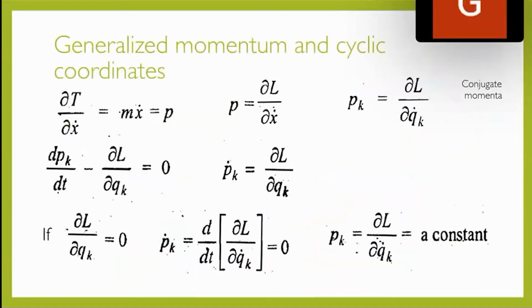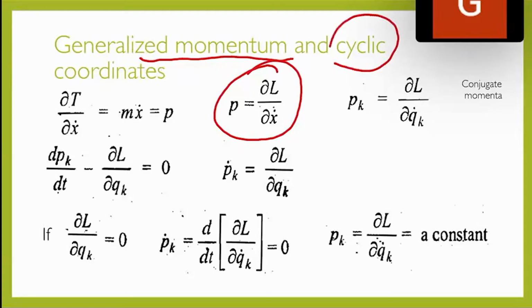Before that, let me give you a brief about the generalized momentum. As I told you, the generalized momentum is given by del L by del Q dot. Q means any generalized coordinate. You can take Cartesian coordinates, spherical coordinates, or cylindrical coordinates, depending on your convenience. There is one more term which is often used in Hamiltonian mechanics: the cyclic coordinate.